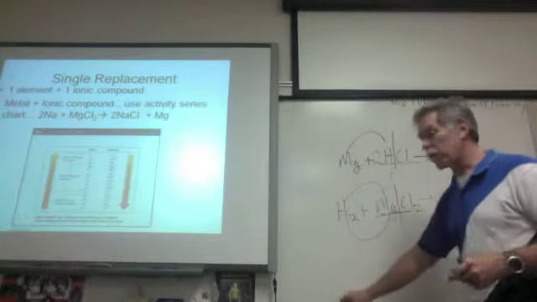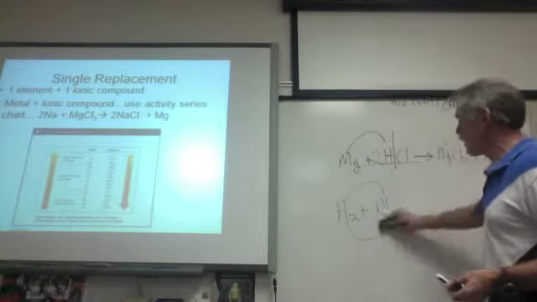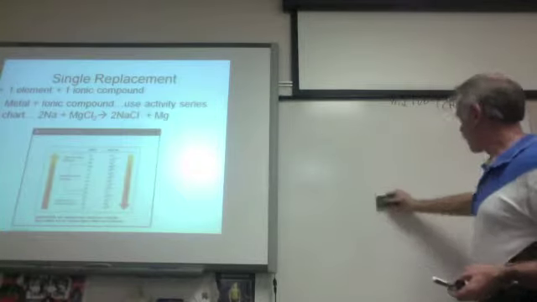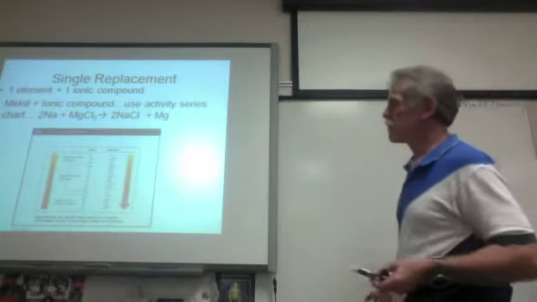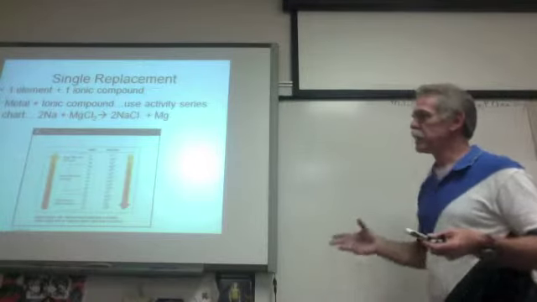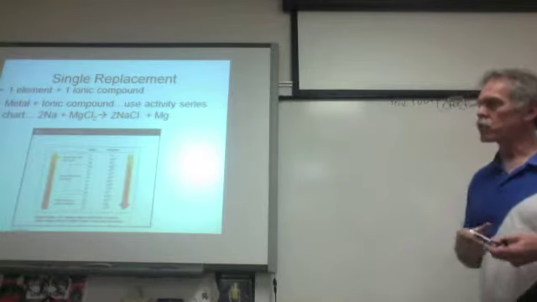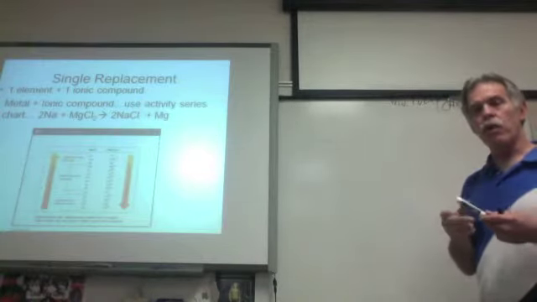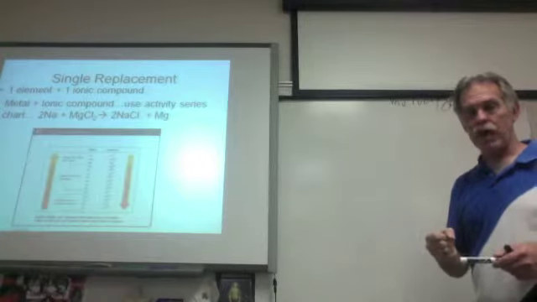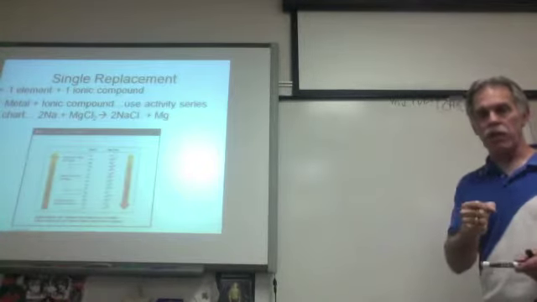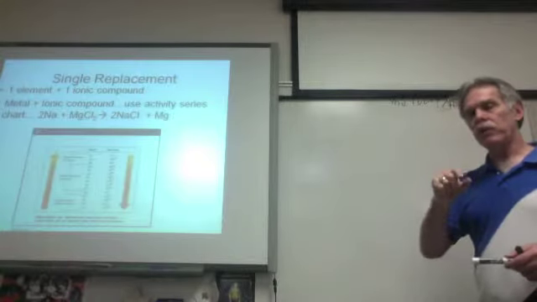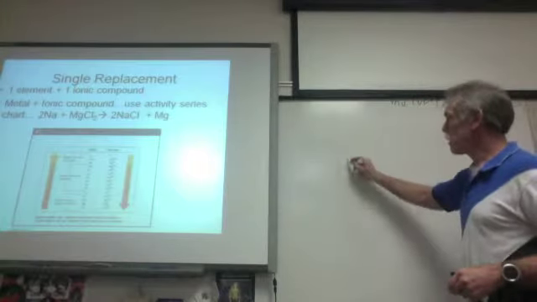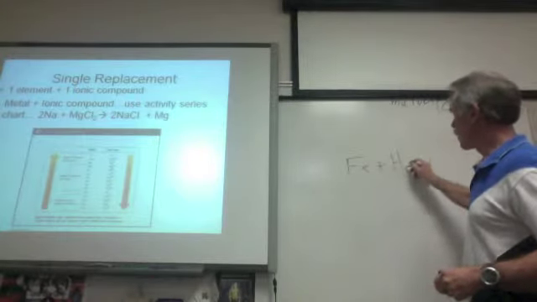Okay? So there's one other thing that's important. On all of your activity series charts, especially the one that you get on the quiz and the test, it will tell you at the bottom that the top four, sodium through lithium, in most cases, it depends on which chart. This one's a little shorter chart. It doesn't even have lithium on it. But it'll tell you the top four will take H's, hydrogens, from any compound, including water. But anything weaker than those top four can only take H's from acids. So this is important if you have something like water.